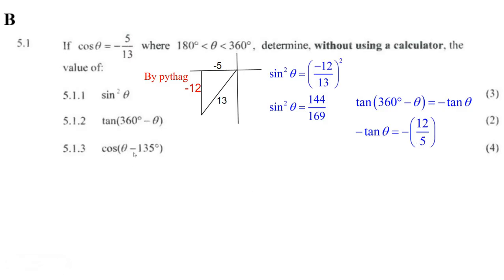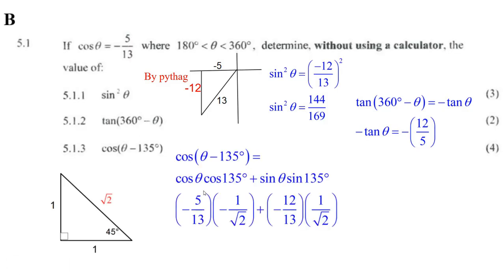Now this one, the cosine of theta minus 135, that's the cosine of the difference of two angles, theta and 135. And so what you do is you write down the formula for the cosine of alpha minus beta. And all you do is plug in theta and 135 into the formula. You've got the formula on your formula sheet. It's cos of the first angle, cos of the second angle, plus the sine of the first and the sine of the second. And the cos of 135, if you've got a special triangle, it's 1 over root 2.